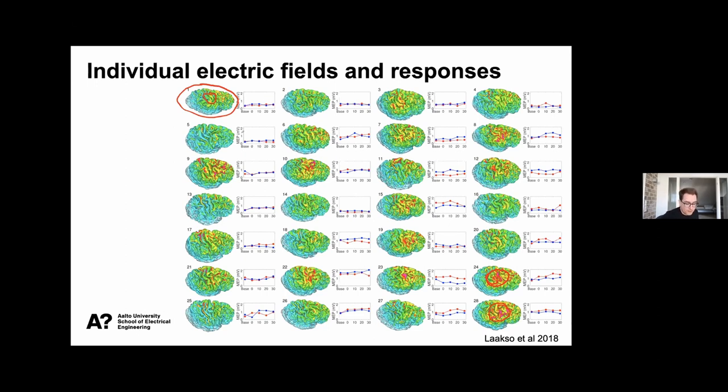So these are the same participants that participated in the tDCS experiment, where we measured the amplitude of the MEPs at the baseline and then following tDCS. So here you can see the response of each participant next to the electric field. And in our previous work, the idea was to see if there is any relationship between the response and the electric field.